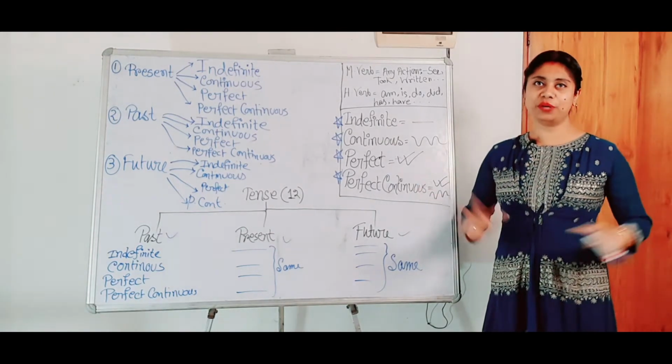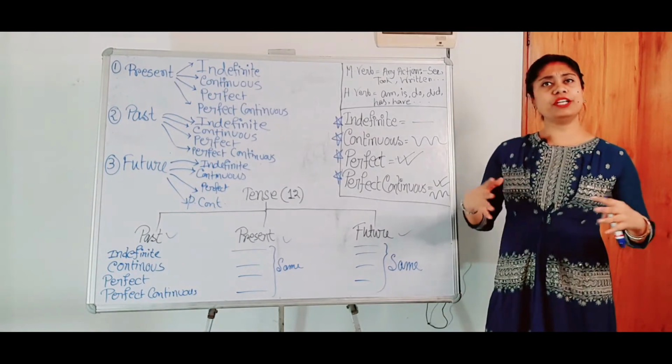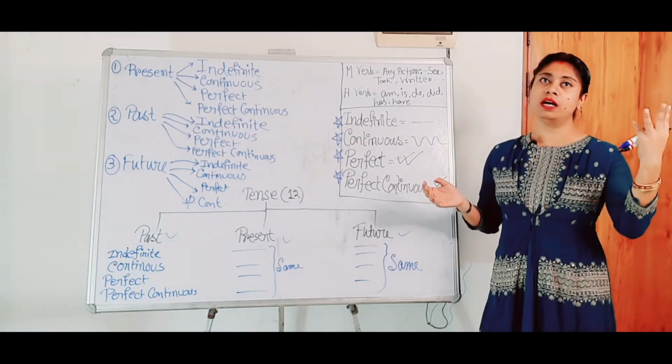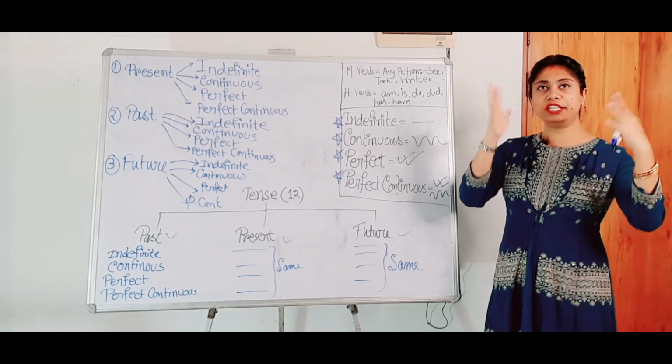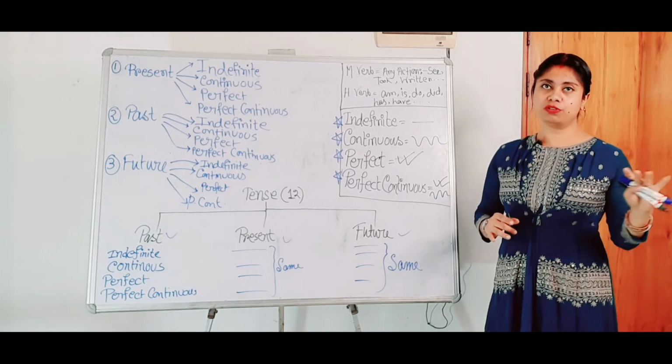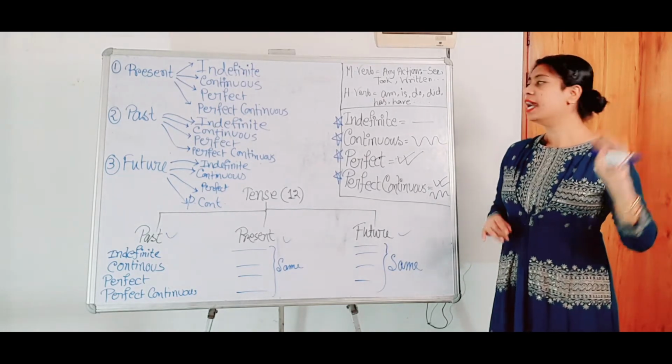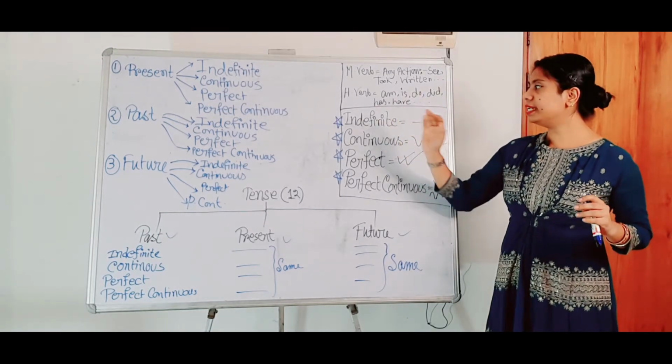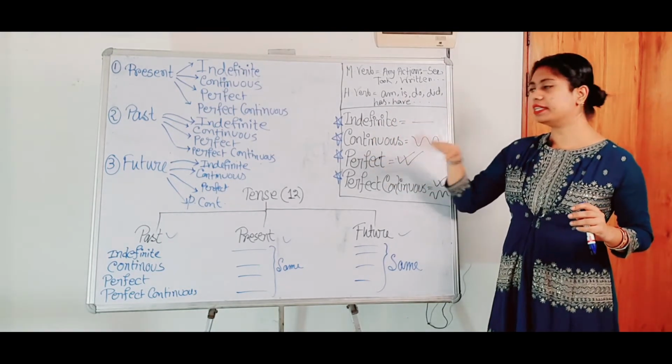Okay, so I told you that present, past, future, they are the main 3 parts, and within these 3, past, present, future, each has 4 things. I told you: the indefinite, the continuous, the perfect and the perfect continuous.